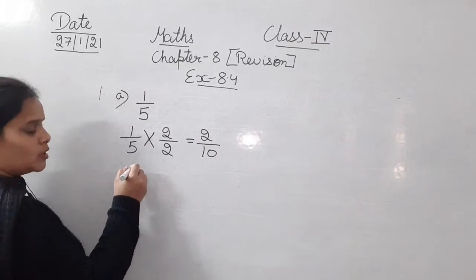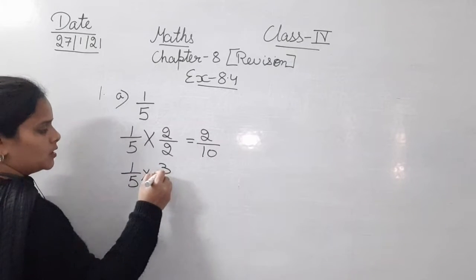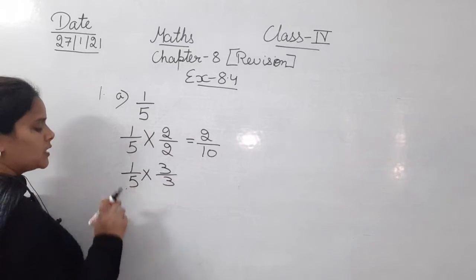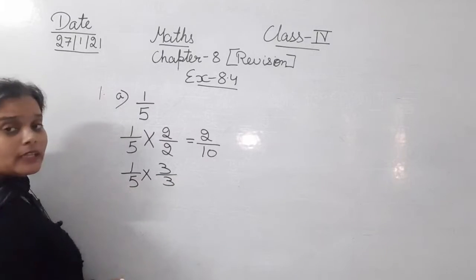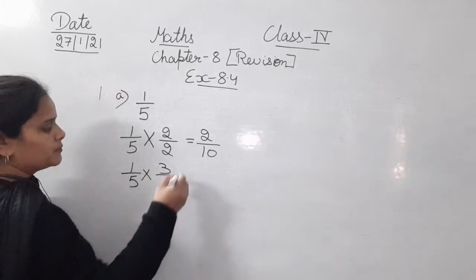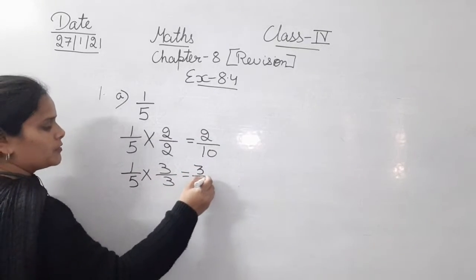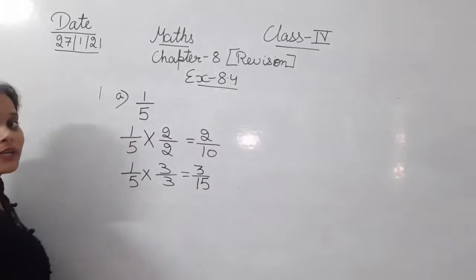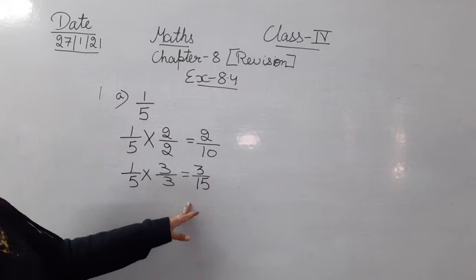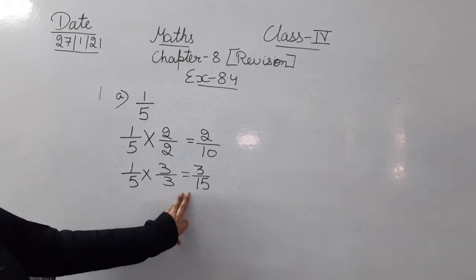Let's go next: 1/5 multiplied by 3. So let's multiply 1/5 with the next number, that is 3/3. So 1 3s are 3, 5 3s are 15. So the next equivalent fraction to 1/5 is 3/15.